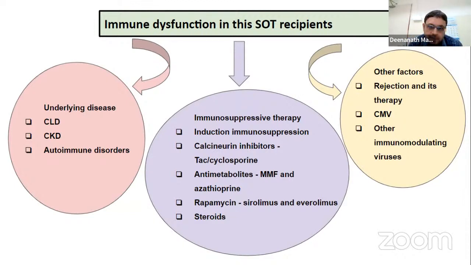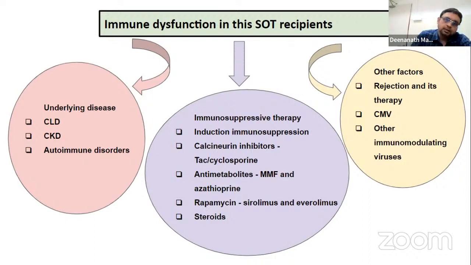Then the actual transplant and the post-transplant factors. So induction immune suppression. A lot of programs use ATG or high-dose steroids. Then we have calcineurin inhibitors like tacrolimus, cyclosporin, and antimetabolites, MMF and azathioprine.